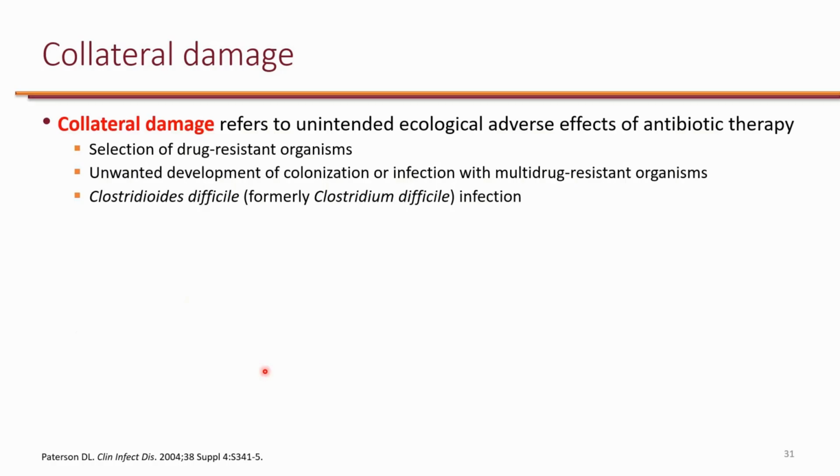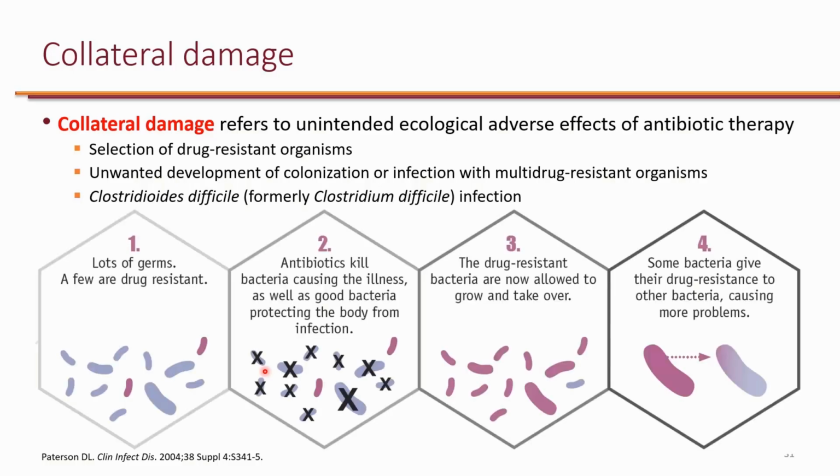The concept of collateral damage refers to unintended ecological adverse effects of antibiotic therapies, and this includes selection of drug-resistant organisms as well as unwanted development of colonization or even infection with multi-drug resistant organisms. Here's how selective pressure works. The normal flora includes a diverse population of bacteria, and this diversity is beneficial for health, because these organisms can actually compete with pathogenic bacteria for growth. So they actually prohibit the growth of pathogens.